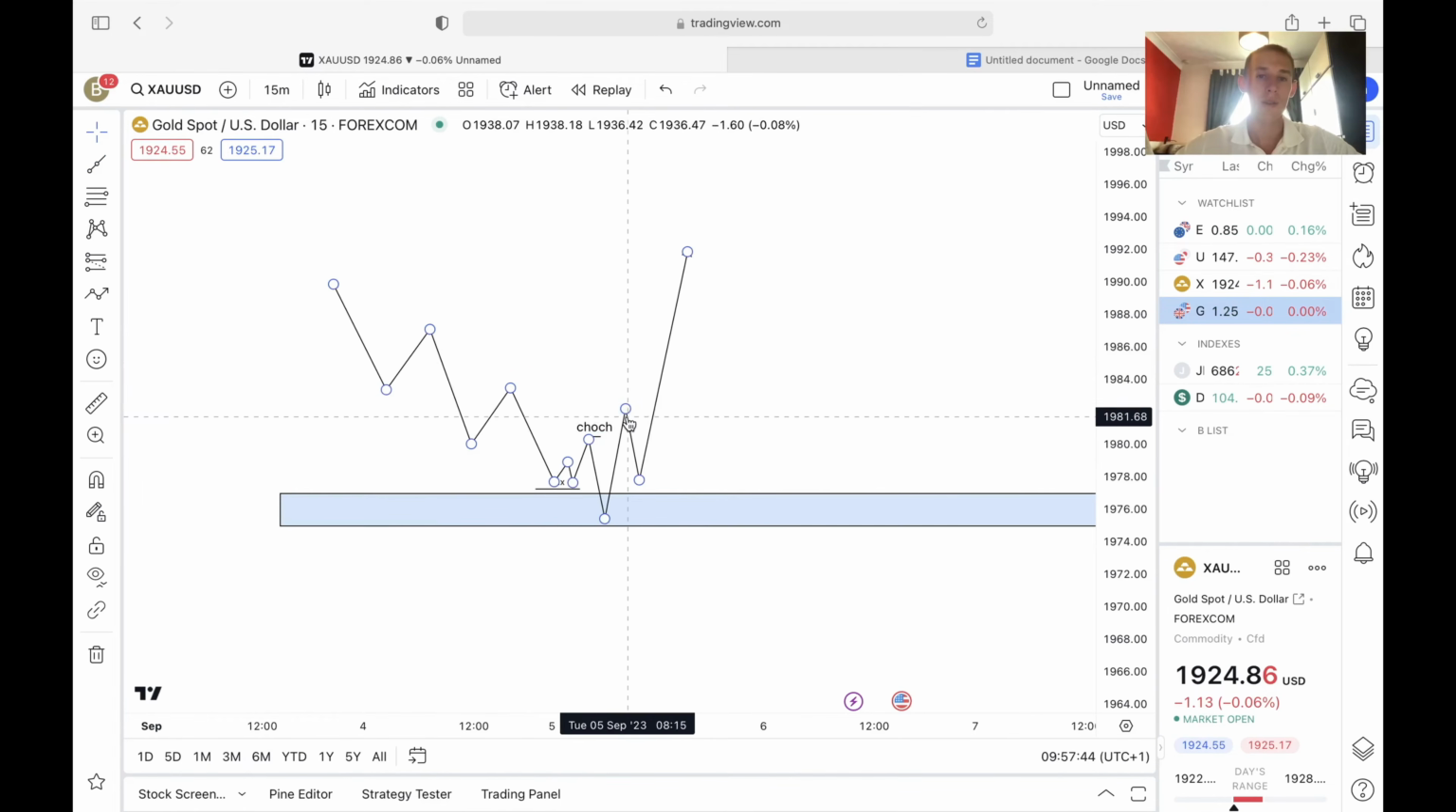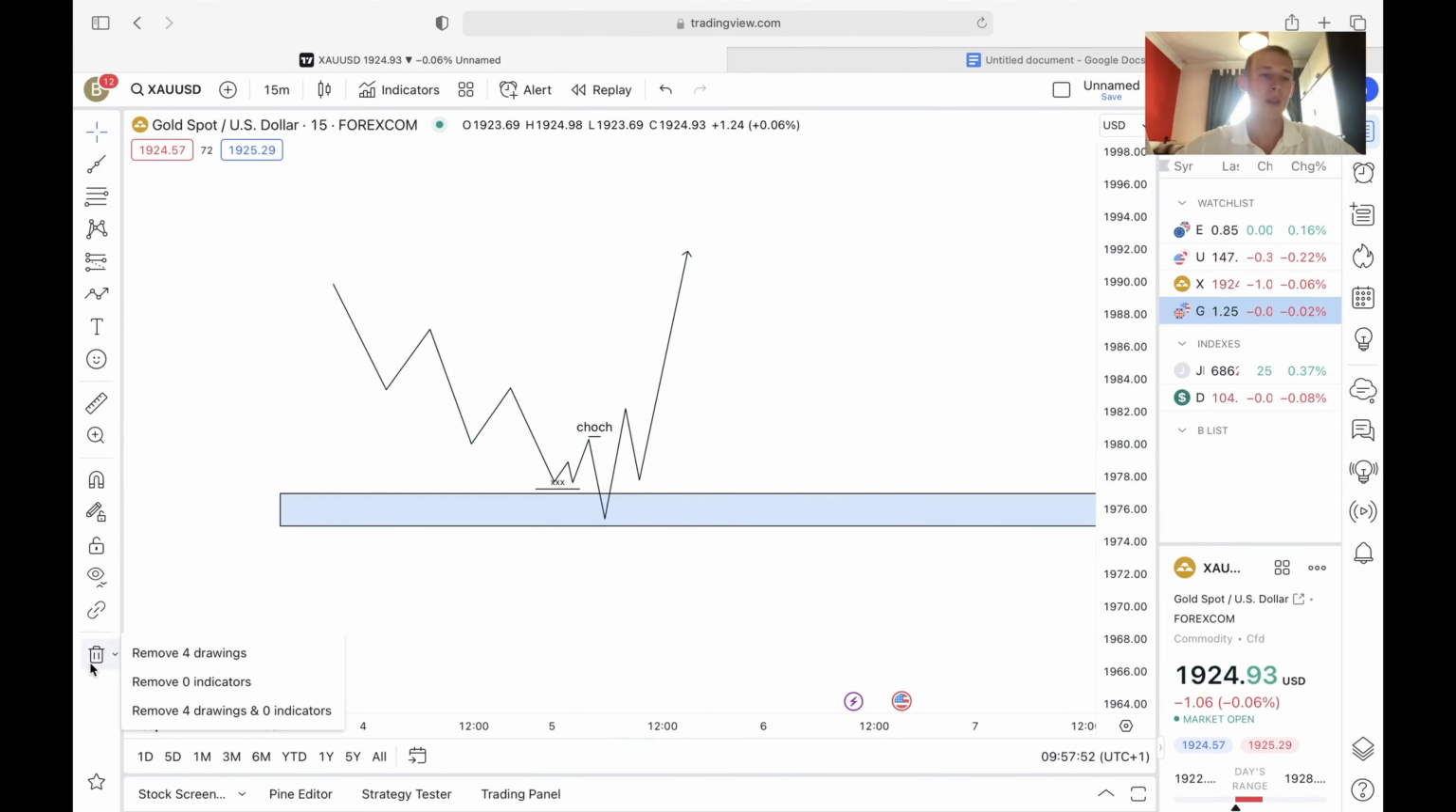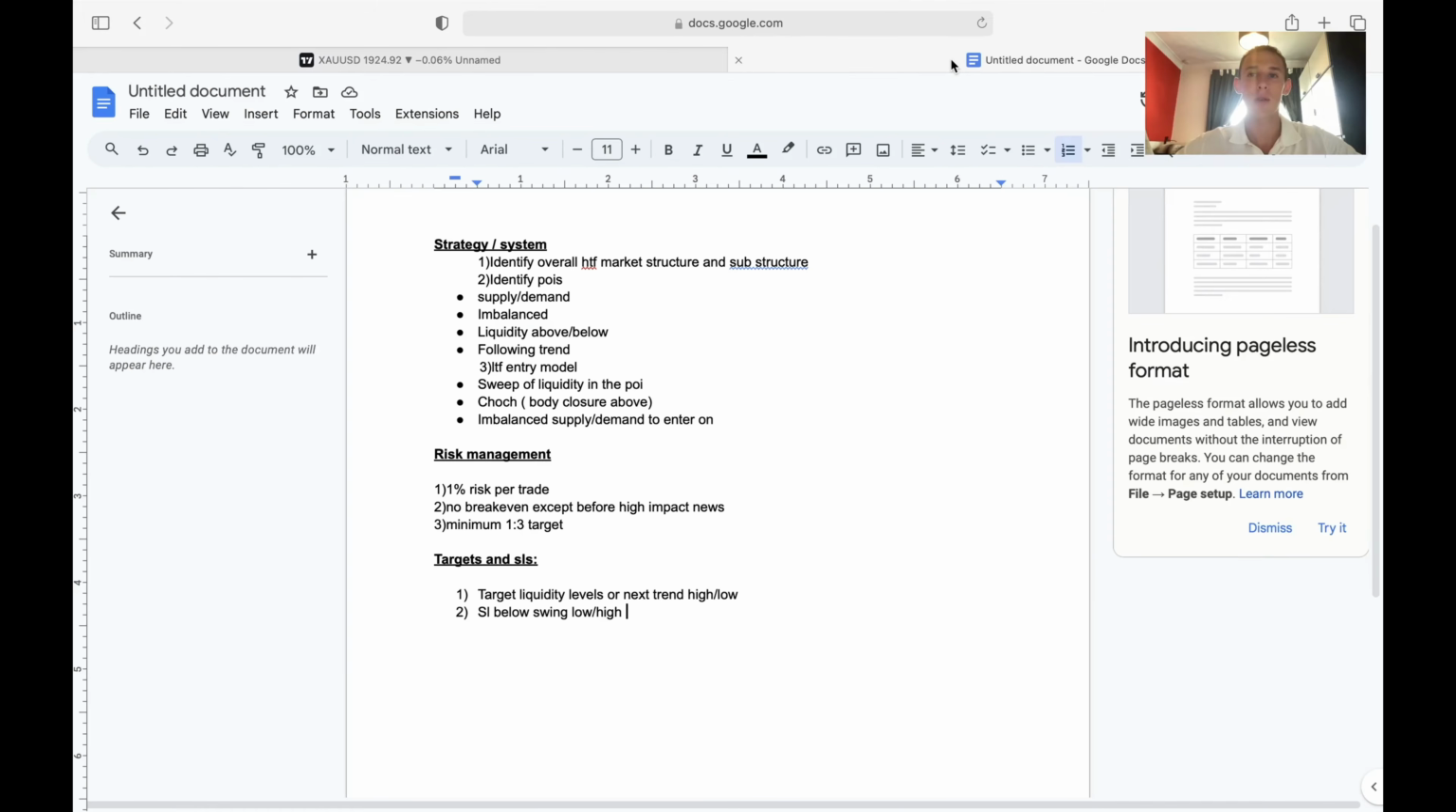We then identify an area of demand within this range, which is imbalanced, and that will be our entry area. This will become a lot more clear when I go through some examples in a minute, by the way. So if you're a bit lost at the moment, don't worry, it will be further explained later on.